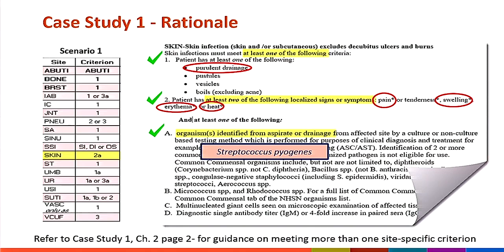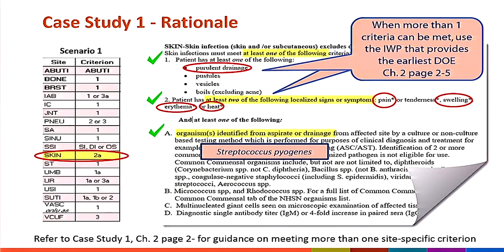But for the purposes of this case, we don't need to worry about those because we have strep pyogenes. And as you can see, we've taken a snippet from table B1, I believe it was, which shows that there indeed is a scenario 1 option for skin, and that is criterion 2A, which we have met.